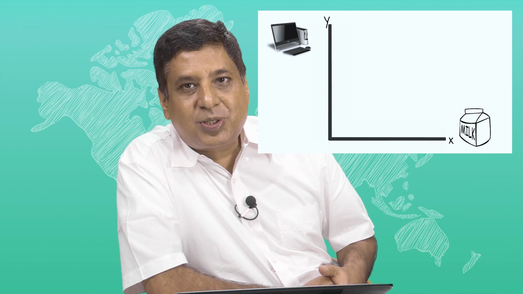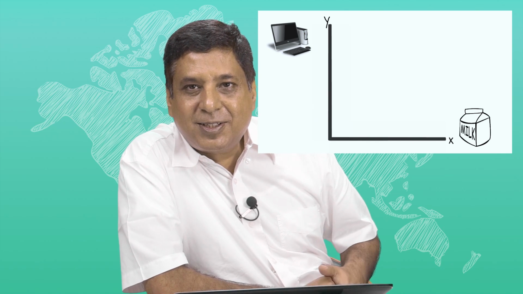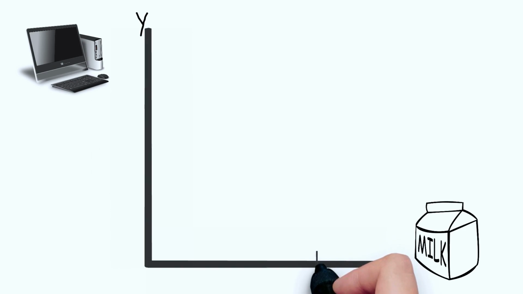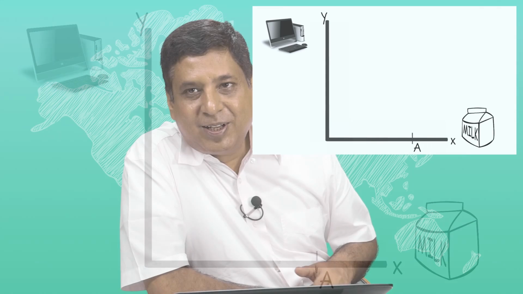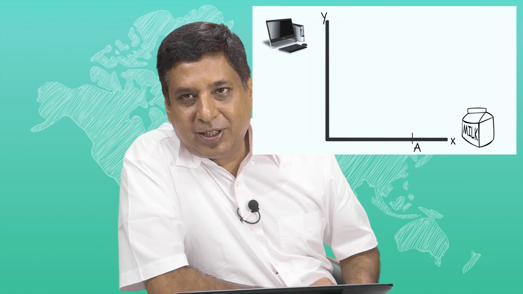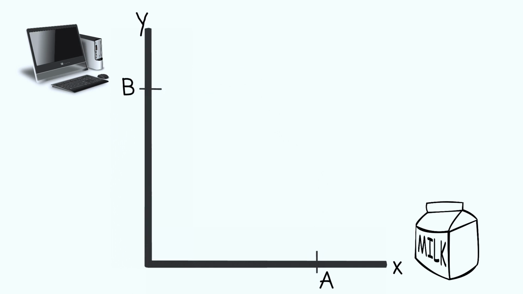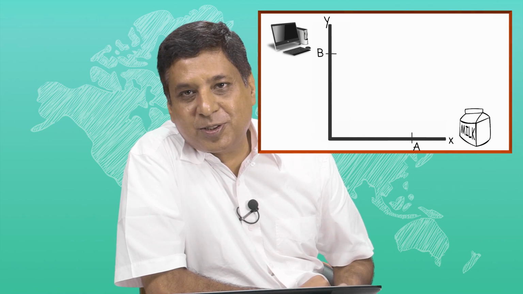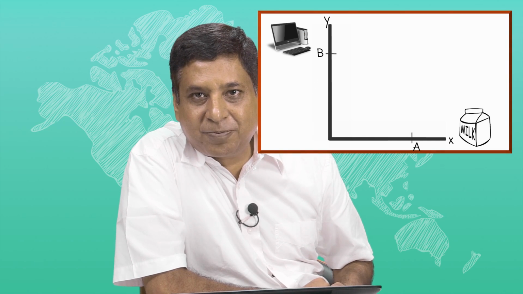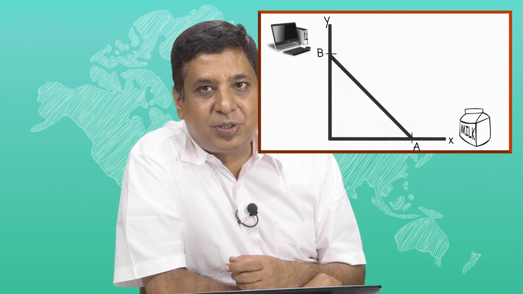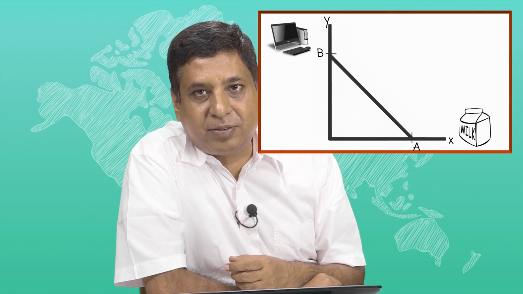With all the resources that an economy has, there is a maximum amount of milk that it can produce. Let us mark this as A. Similarly, there is a maximum amount of computers that we can produce. Let us mark this B. Are these the only choices? No, we should be able to produce various combinations of milk and computers. Let us join the 2 points A and B by a straight line. So now the economy can produce any combination on the line AB.